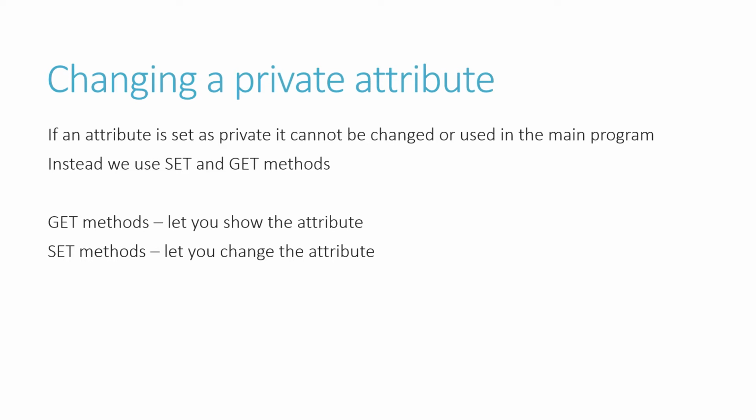However, sometimes we may need to use this attribute or change it, and for this reason we'll have to write new methods which allow us to show or to access, to get the value of the attribute, and a set method that lets us change the value of the attribute. And we'll use get and set methods in place of the attribute name itself in the main program. So let's have a look at some examples of this.